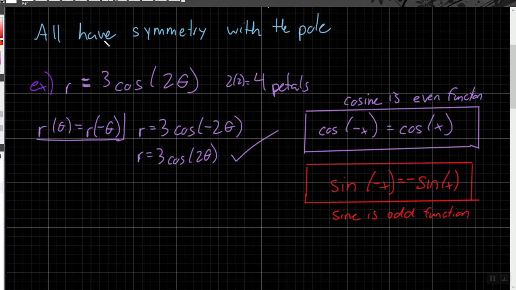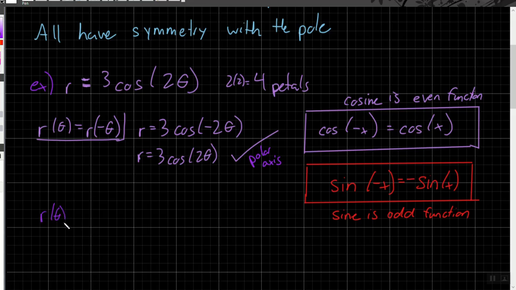Okay, we checked the first one. What does the first one tell us? Where do we have symmetry now? Polar axis? Do we agree? Yes. Polar axis symmetry, which is true for cosine. Now we have to check another one.